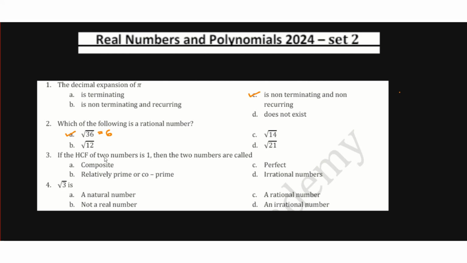If the HCF of two numbers is 1, then the two numbers are called relatively prime or co-prime. Root 3's expansion is non-terminating and non-recurring, so it is an irrational number. Every odd integer is actually of the form 2q plus 1, so the option is none of these.